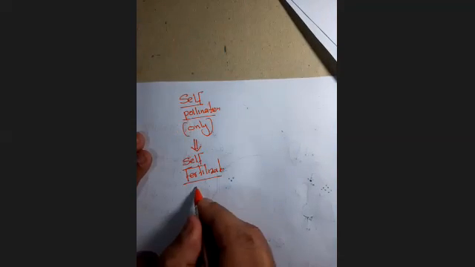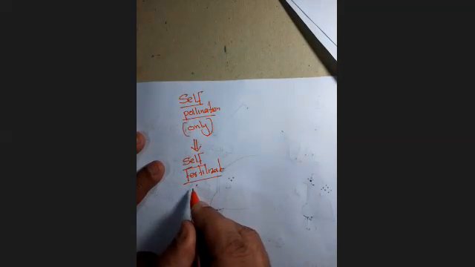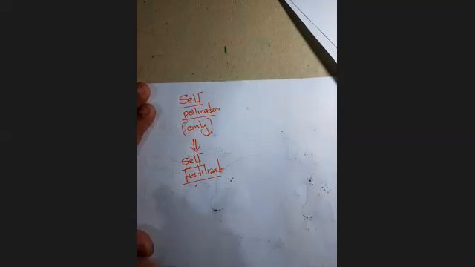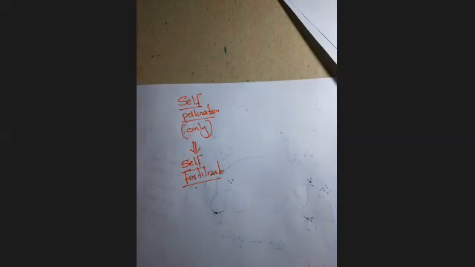Due to self-fertilization, in the same body, right? The same body, same genes. So the product is also going to repeat the same set of genes in the next generation. You understood? No differences. From one organism, the same set of genes are repeating.